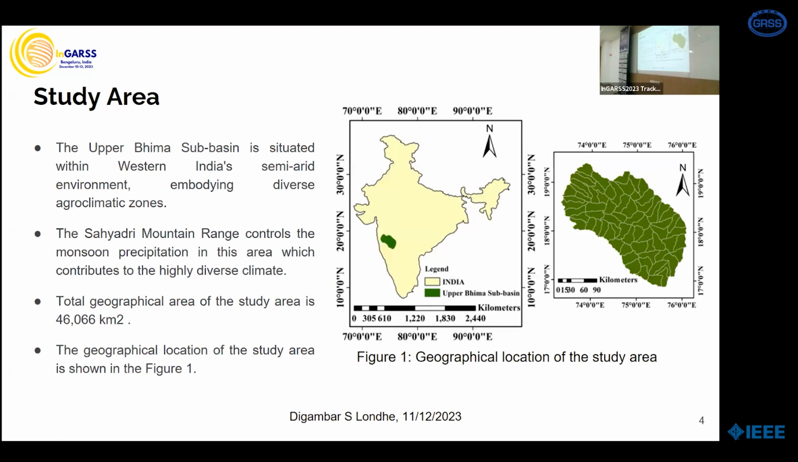The study area is the upper Bhima sub-basin, which is one of the sub-basins of the Krishna River. And these are the micro watersheds, which are seen in this figure. In this watershed, there is the Sahyadri mountain range, which controls the monsoon precipitation and contributes to the highly diverse climate within the study area. The total geographical area of this study is 46,000 square kilometers.